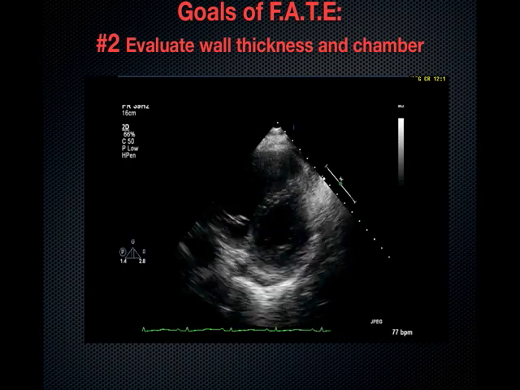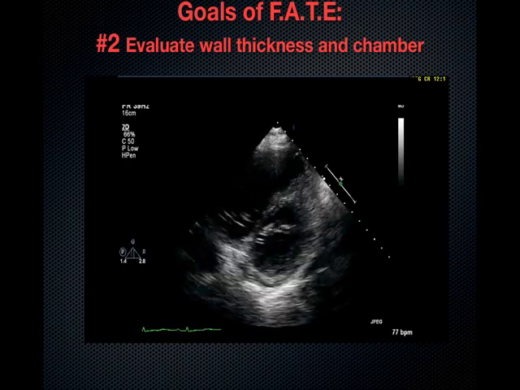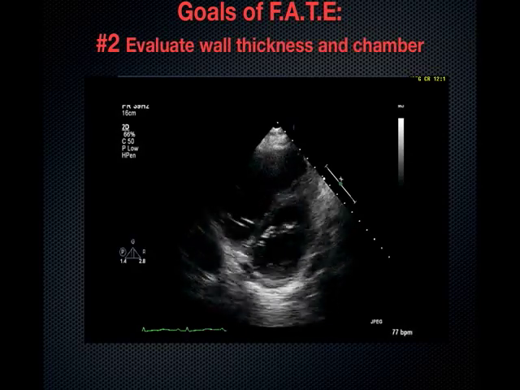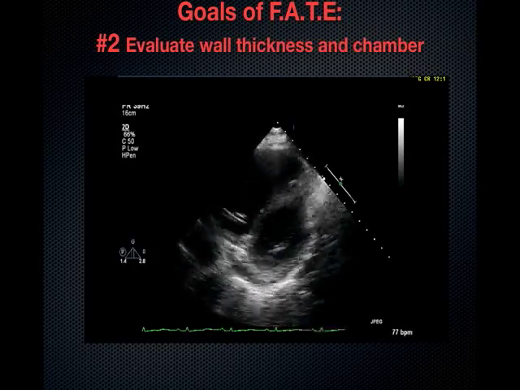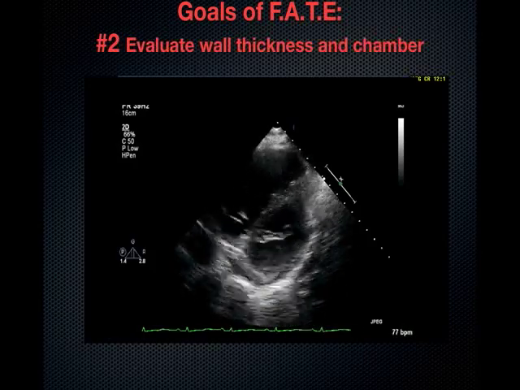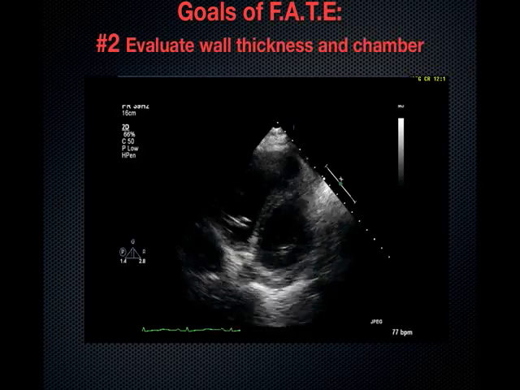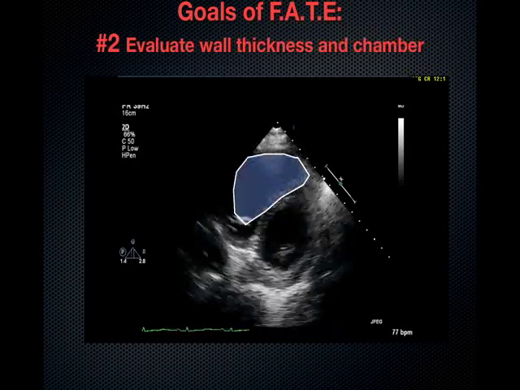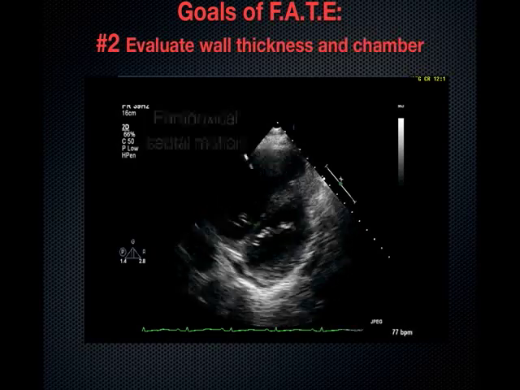Remember when I said that when you turn to parasternal short axis view you should be able to find the left ventricle as a circle. In this situation, no matter what we did, we couldn't get a circular left ventricle, and that's because the right ventricle is so huge that it's essentially mashing the left ventricle. This is a very enlarged right ventricle.